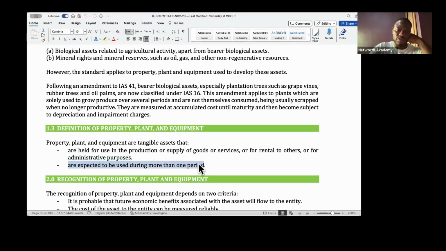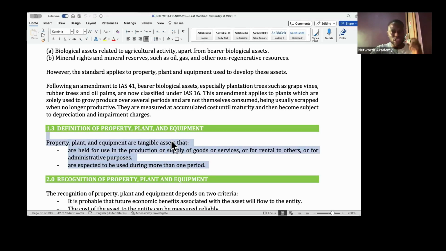So when we talk about PPE, we are talking about a tangible asset that is held for use in the production or supply of goods or services, for rental to others, or for administrative purposes, and are expected to be used during more than one period. As a financial reporting student, it's expected that you know this definition by heart.